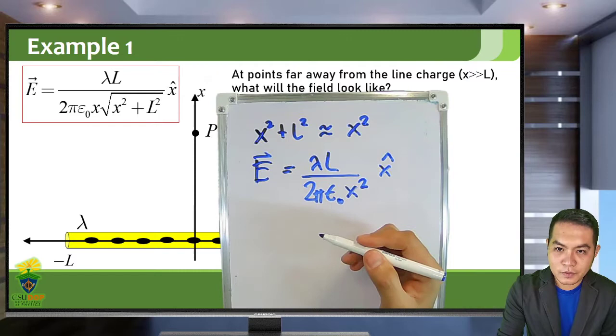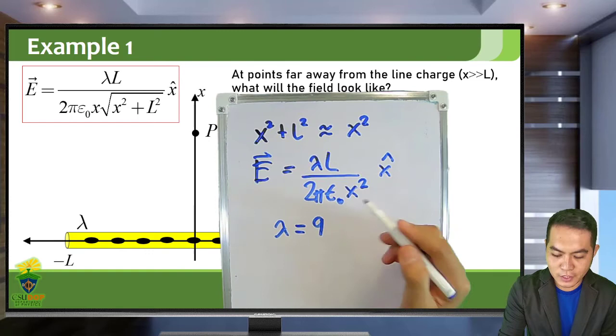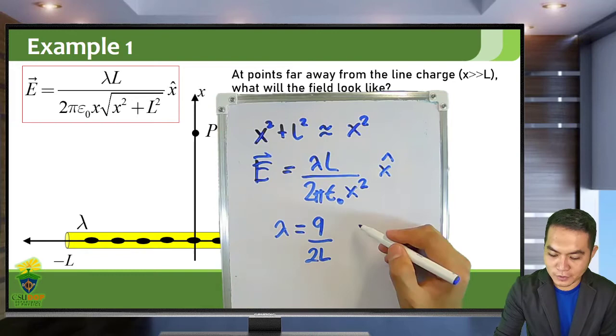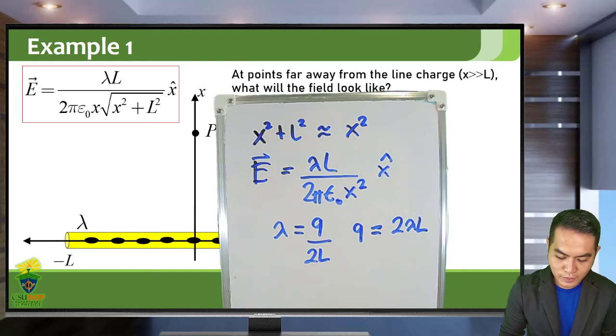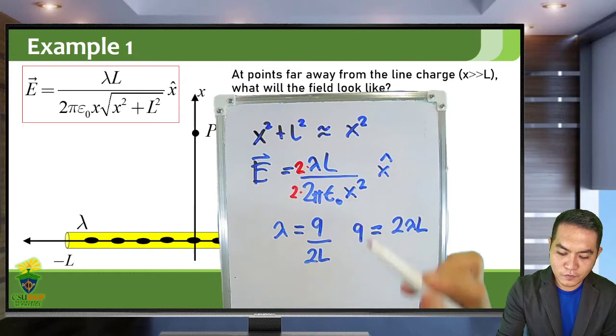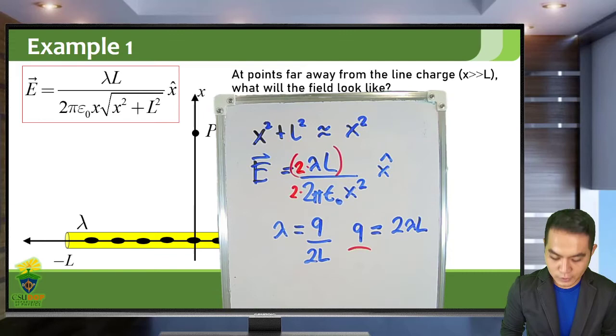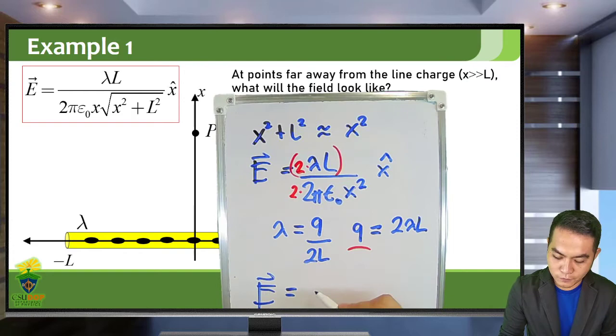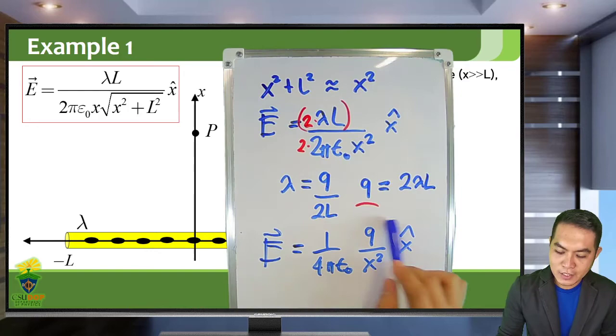So since the lambda here is uniform, it's just equal to the total charge, say Q, over the total length. In this case, the total length is 2L. It's from negative L to L. So the total charge is just 2 lambda L. So if I multiply 2 in the numerator and 2 in the denominator, and my 2 lambda L will be my total charge Q, then my electric field will look like this. So 2 times 2, you have 4, so 1 over 4 pi epsilon naught, the total charge Q over x squared x hat.